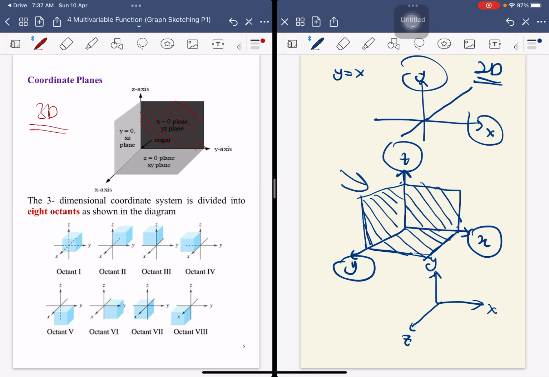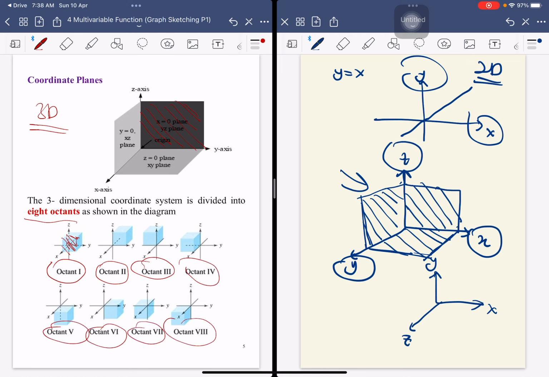But you will get an idea later on. When we talk about the 3-dimensional coordinate system, it can be divided into 8 octants, as shown over here. The easiest way to detect this is when you have positive values of x, y, and z. It's going to be in the first octant, which is the first part here. As you can see, it has positive x, positive y, and positive z. You can see the other octants as well.